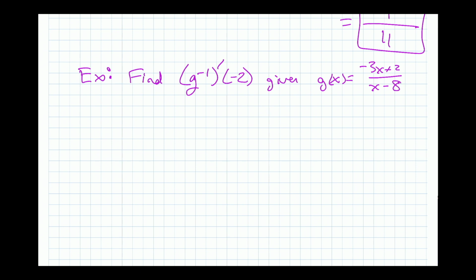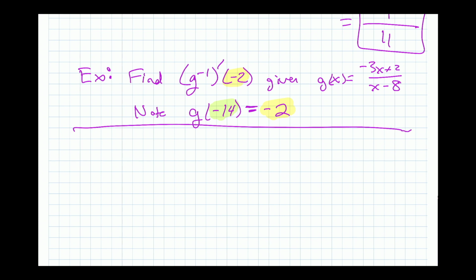Okay. And we are given, note, G of minus 14 equals minus 2. Now, as always, they're giving you that number, which matches that number, and that's the number that goes with it. So the negative 14 and the negative 2 are the numbers that you're going to need in order to do this. All right, so what's the work look like?